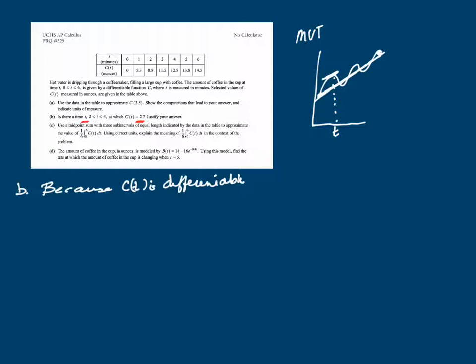on from 0 to 6. So differentiable, and we would say it can't be the endpoints, right? So on the open interval 0, 6. And therefore continuous, because differentiable implies continuity. Continuity doesn't imply differentiability, but differentiability implies continuity. So continuous on the closed interval 0, 6.